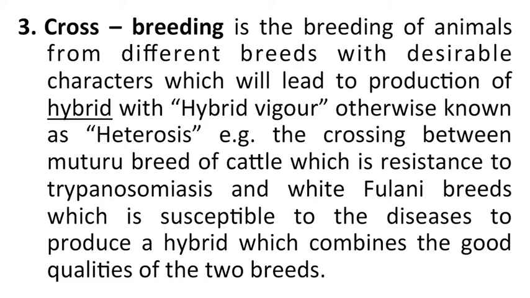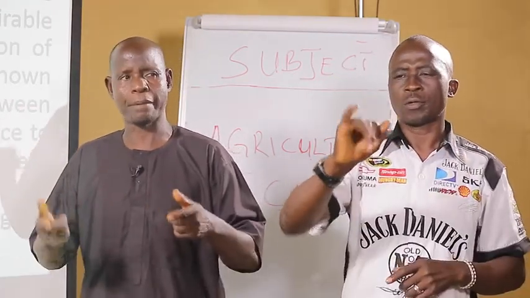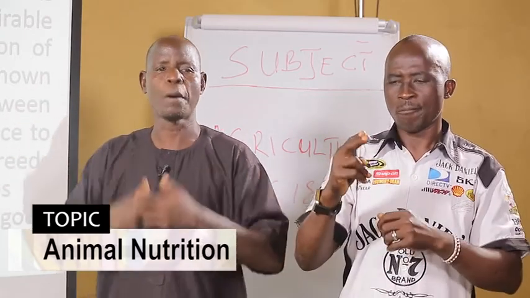Crossbreeding. This is the breeding of animals from different breeds with desirable characters, which will lead to production of hybrid with hybrid vigor, otherwise known as heterosis. Example, the crossing between Muturu breed of cattle, which is resistant to trypanosomiasis, and white Fulani breeds, which is susceptible to the disease, to produce a hybrid which combines the good qualities of the 2 breeds. I want us to note this heterosis. That is the ability of a hybrid to perform better than the 2 parents.